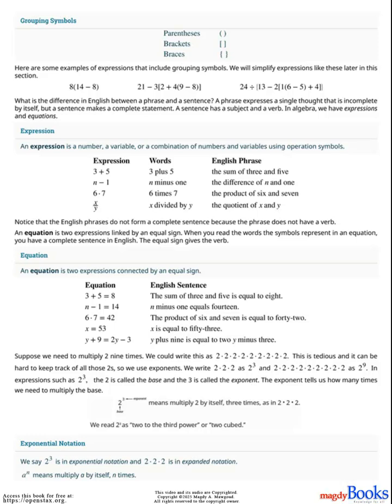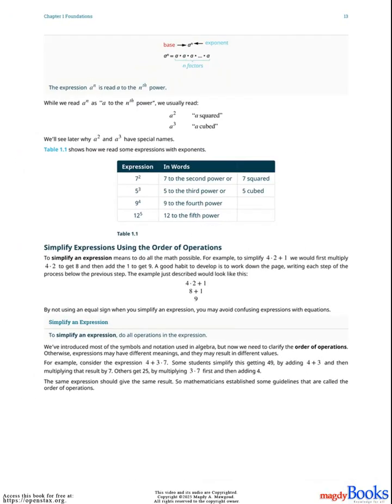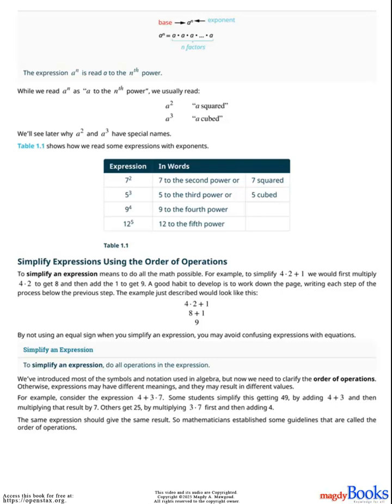Exponential notation. We say 2 cubed is in exponential notation, and 2 dot 2 dot 2 is in expanded notation. A to the nth power means multiply a by itself n times. A is the base. N is the exponent. A to the nth power equals a dot a dot a dot a, up to n factors.